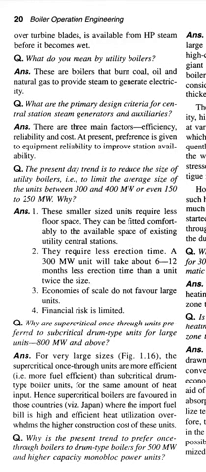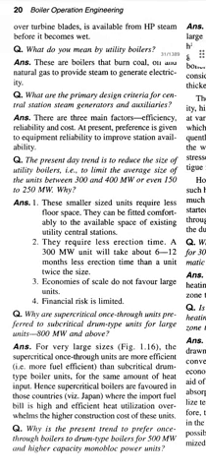The first question. What do you mean by utility boilers? Answer. These are boilers that burn coal, oil and natural gas to provide steam to generate electricity. Next question. What are the primary design criteria for central station steam generators and auxiliaries? Answer. There are three main factors: efficiency, reliability and cost. At present, preference is given to equipment reliability to improve station availability.